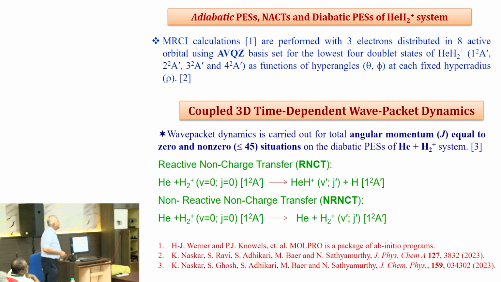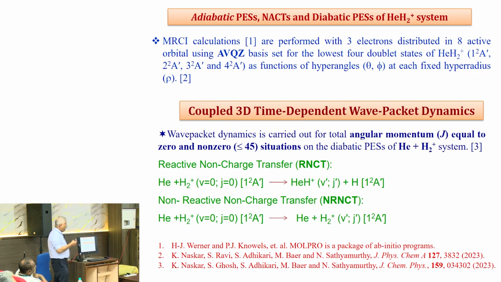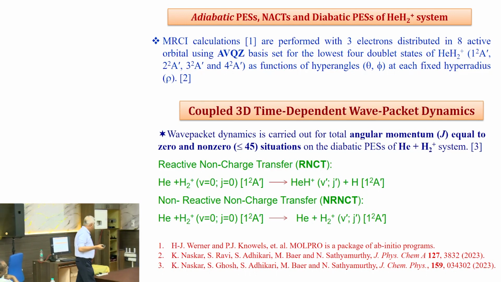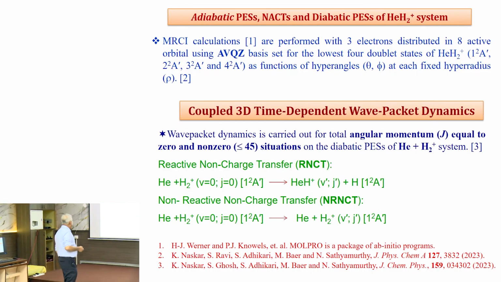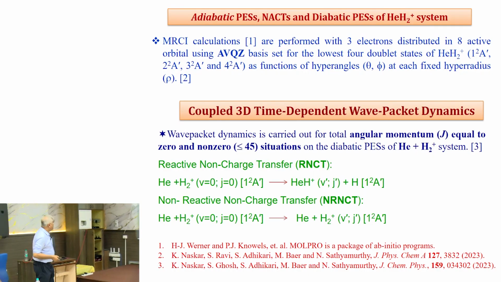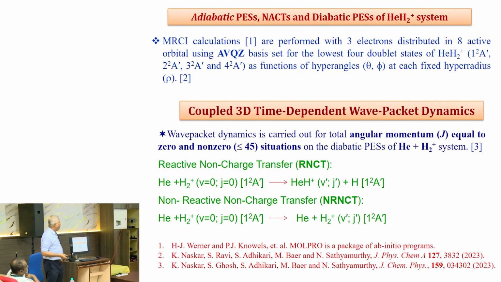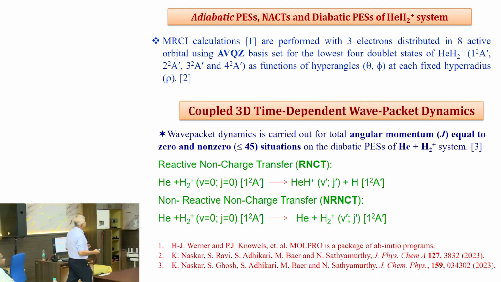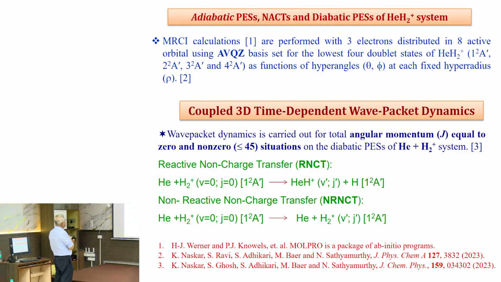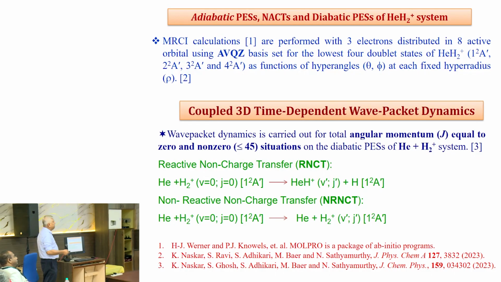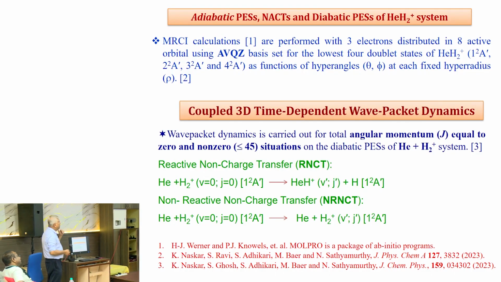Okay, so helium H2 plus. Actually, Michael Baer, Professor Sotumurthy and I work together. He has been working in this area for a long time, so we really benefited, and we dared to enter this system because each system has its own challenges. First of all, we calculate all the 4 electronic state diabatic surfaces. It takes maybe 3 or 4 years to calculate at the AVQZ level MRCI, and these are the process.